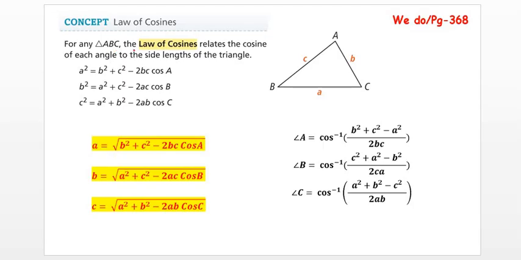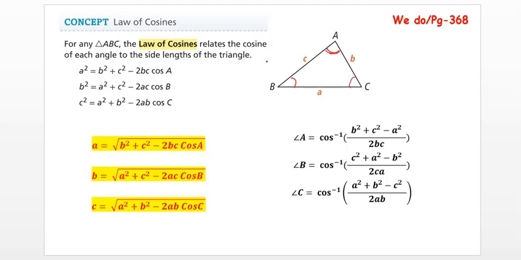For any triangle ABC, the law of cosines relates the cosine of each angle to the side lengths of the triangle. What does it mean? It means, let's say you have this triangle in which the angles are shown with the capital letters A, B and C, and the opposite sides, for example, the side that is opposite to angle A is represented with small a, and the side that is opposite to angle B with small b, like that. Okay, so we can relate the cosines of each angle to the side lengths of the triangle.